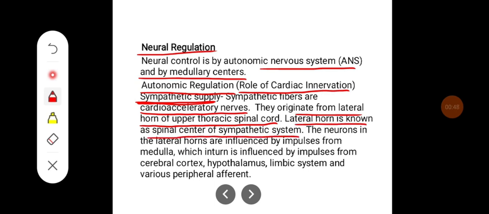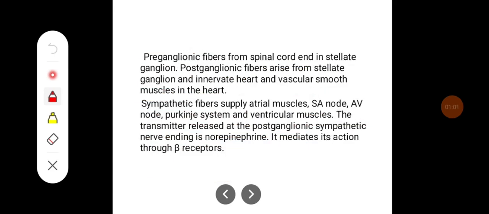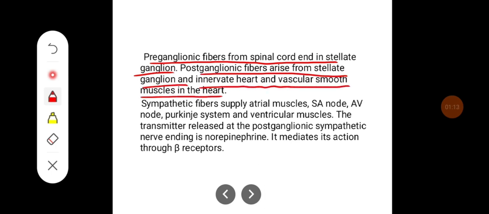The neurons in the lateral horns are influenced by impulses from the medulla, which in turn is influenced by impulses from the cerebral cortex, hypothalamus, limbic system, and various peripheral afferents. The preganglionic fibers from the spinal cord end in the stellate ganglion. Postganglionic fibers arise from the stellate ganglion and innervate the heart and vascular smooth muscles in the heart.